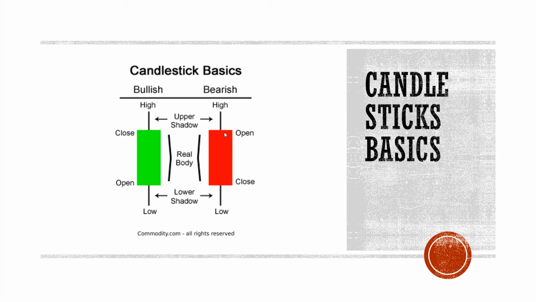Same thing for the red candle. Red candle means it opened at 10, closed at 9, low of 8.50, high of 10.50. So this could have happened in any order, but the open and close happen in this order, right? So open here and close here for sure, but it could have opened here, went high, and then come back down and touch the low and close here, or it could have opened here, went all the way low, and then went all the way high and then close here.